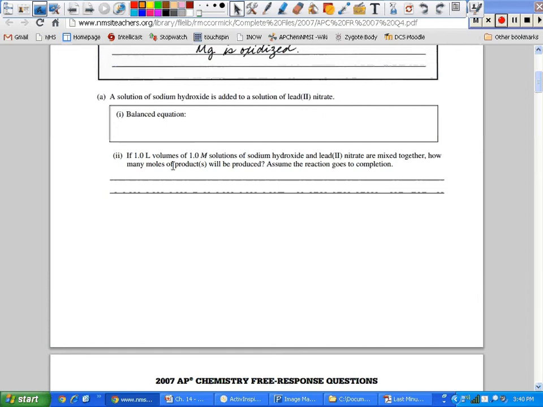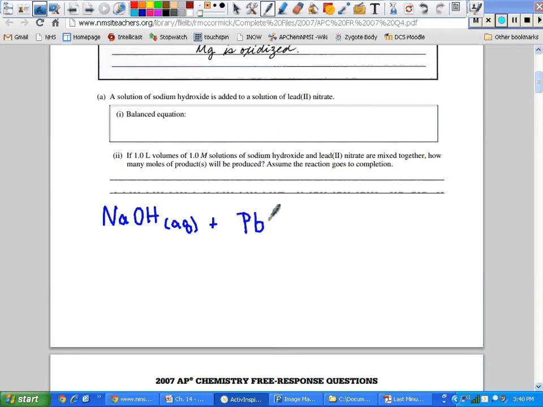So how would I write that? NaOH. Now, a solution, what state of matter is that? Aqueous. Okay, aqueous is added to a solution of what? Pb(NO3)2. So, and we know it's got to go to something. And guys, we know what type of reaction this is. What is our reaction type? So double replacement.